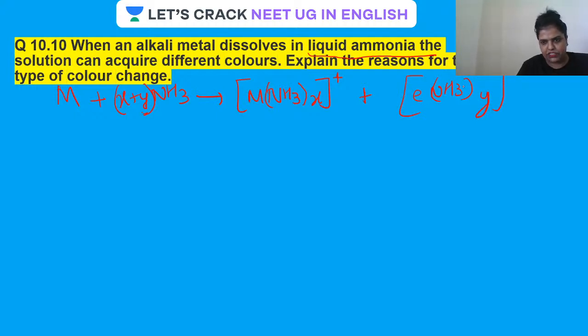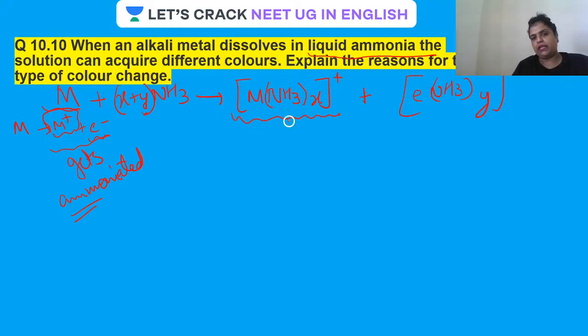Is this clear? NH3 y. Here M is an alkali metal. We know that alkali metals lose one electron, forming M plus and an electron. Both the cation and the electron get ammoniated. After ammoniation, they are represented like this: this is the ammoniated metal cation, and this is the ammoniated electron.